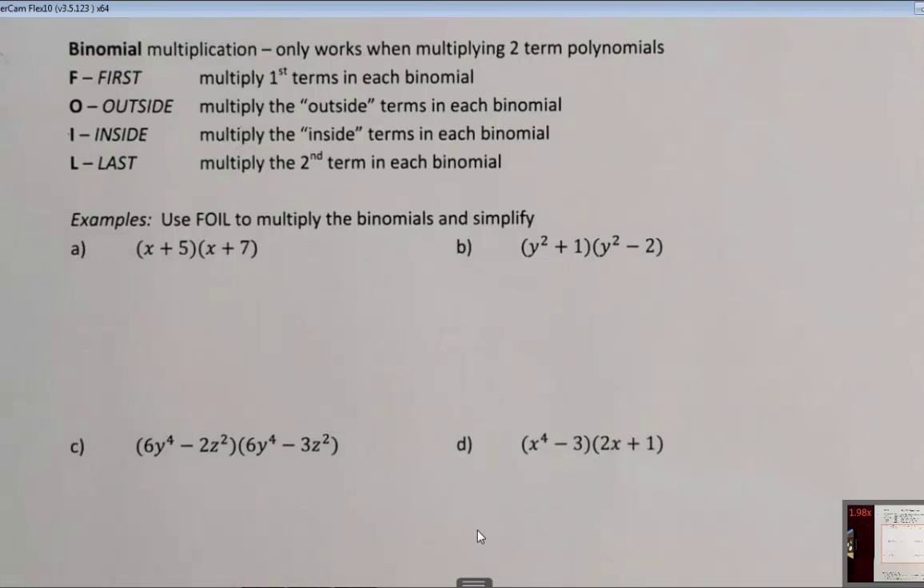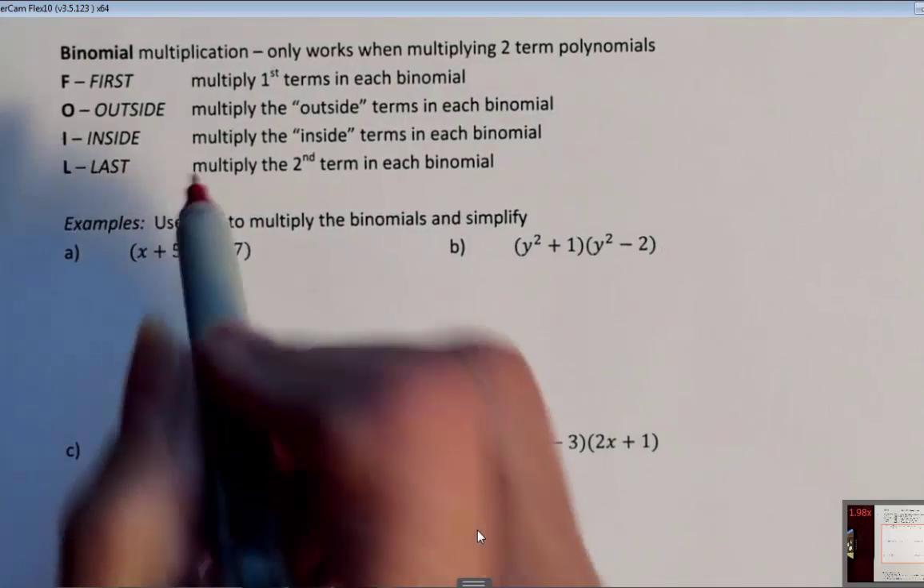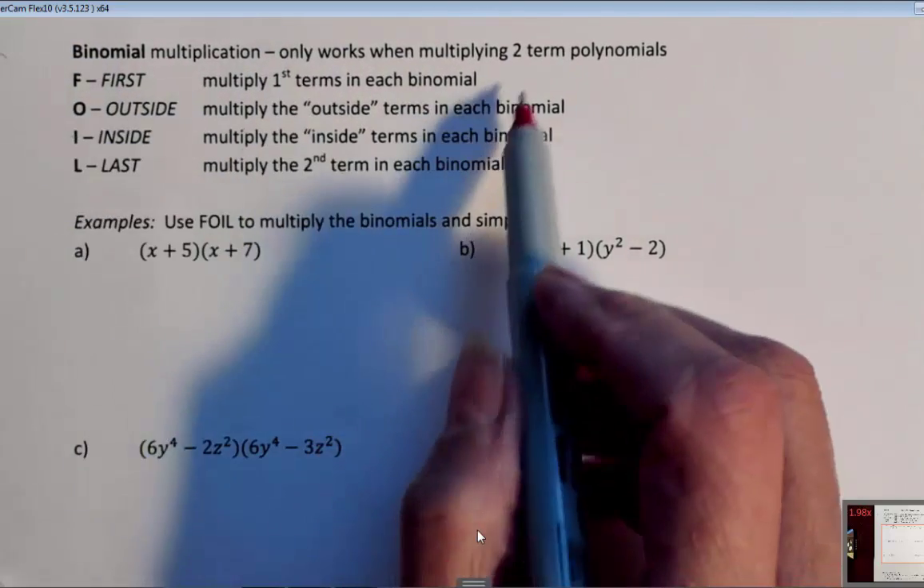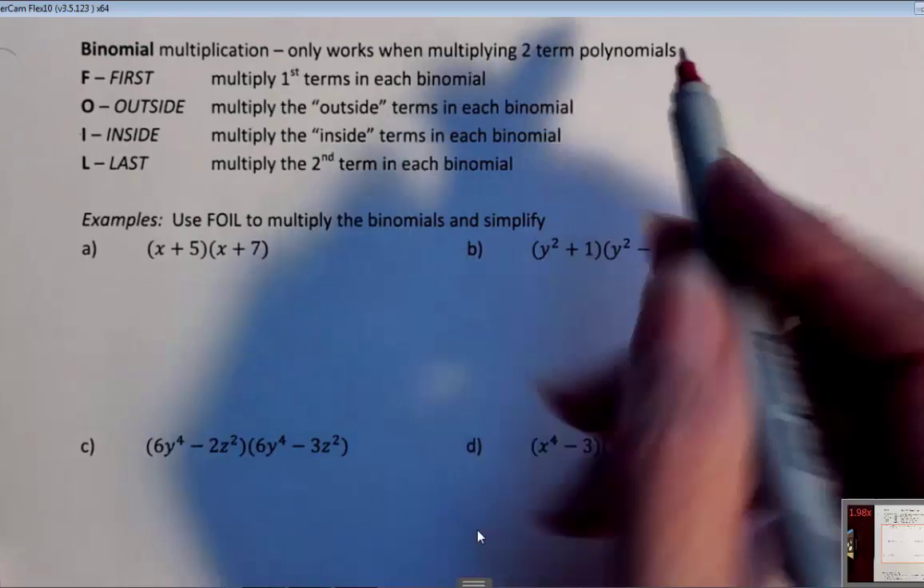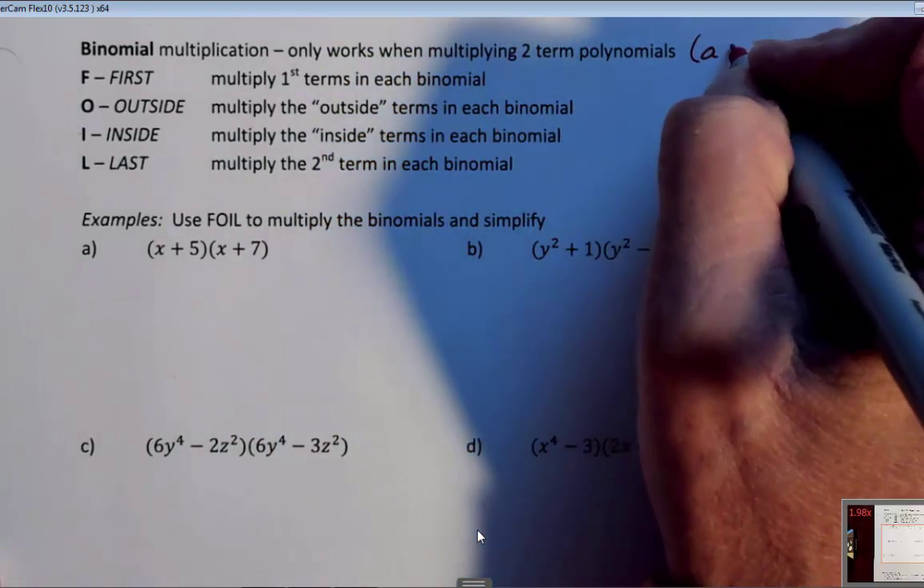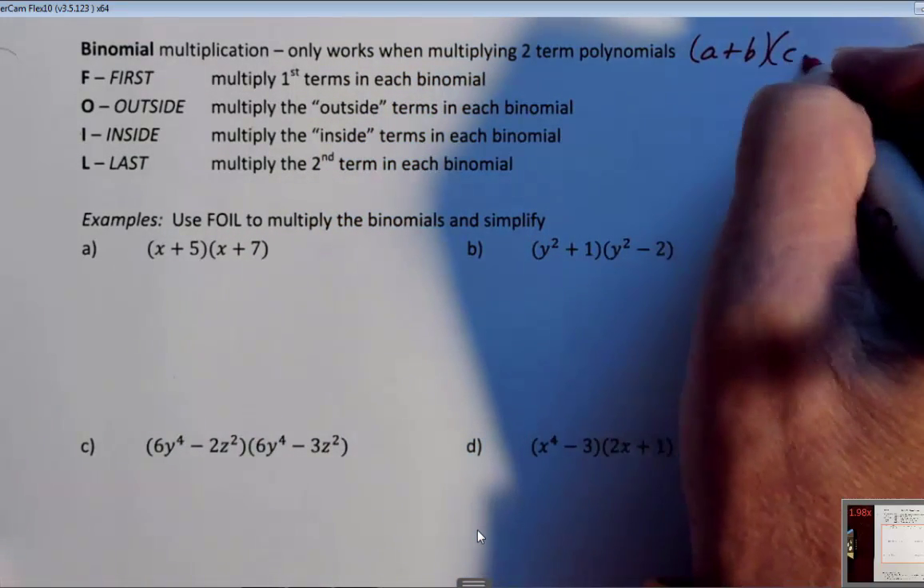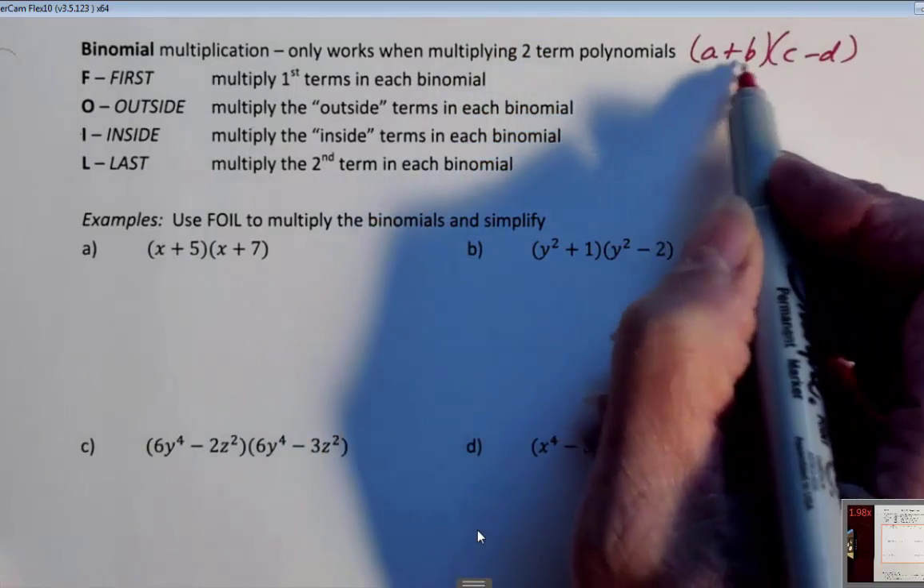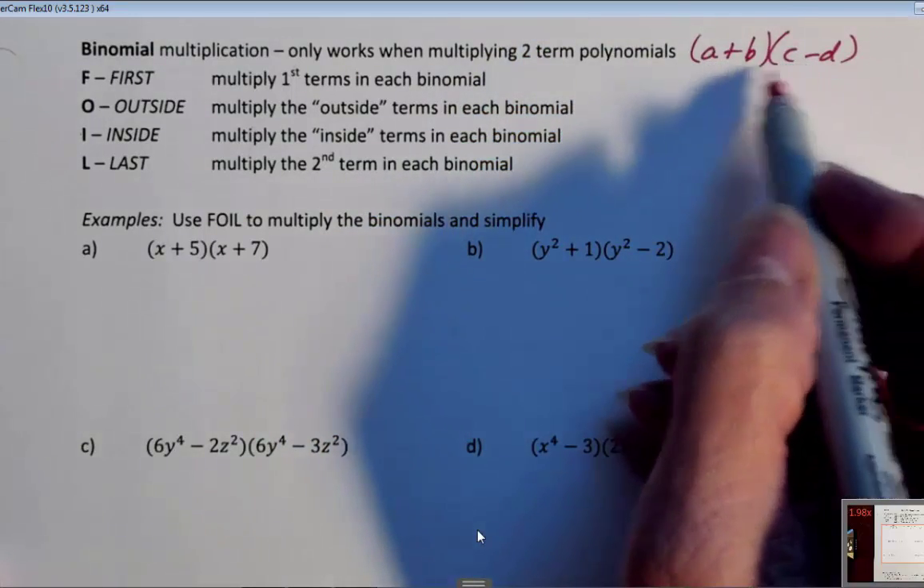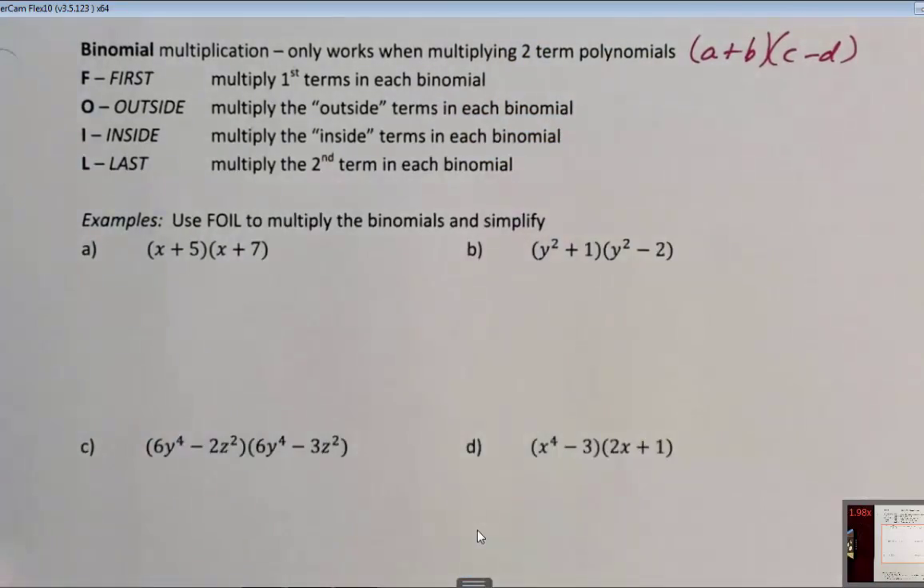This is section 13.6, special products. A couple things that you need to realize is that when we're multiplying two binomials, we can use a special thing called FOIL. So binomials, remember, are two-term polynomials. So for instance, a plus b and c minus d.